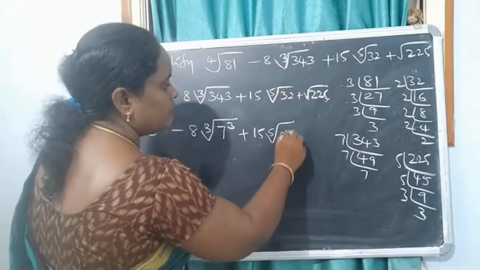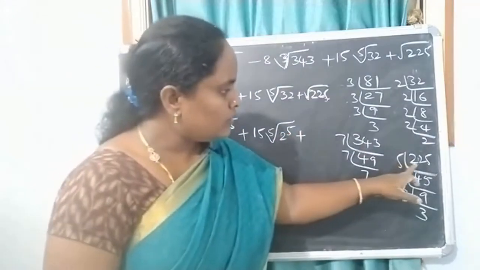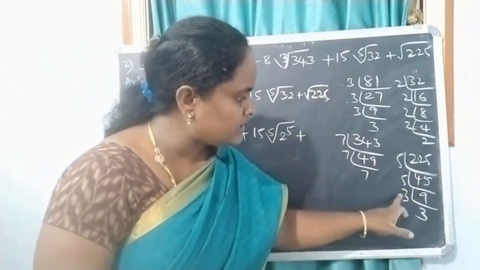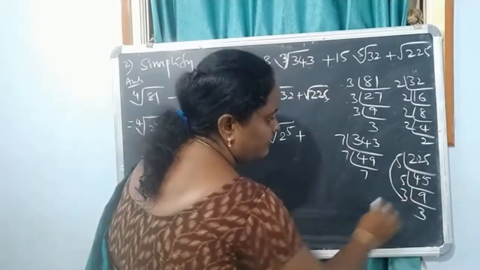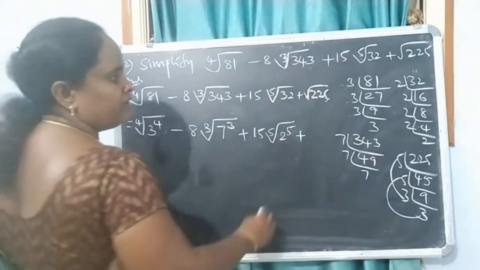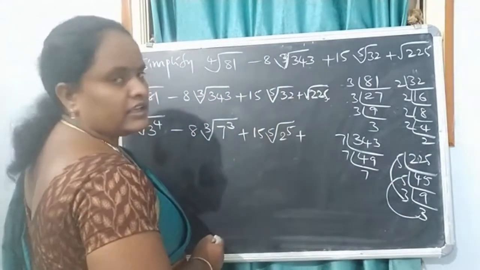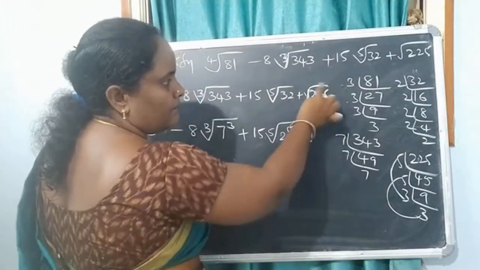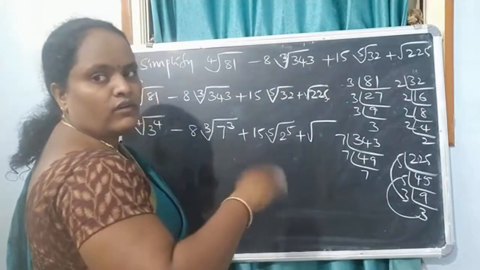So 2 power 5 plus 225 is there. So 5 4s are 5, 5 9s are, 3 3s are. If you observe here, 5 3s are 15, 5 3s are 15. 15 into 15 we can write. Why am I writing 15 into 15? Here a square root is there. I am going to express the number under the root as the square of some other number.